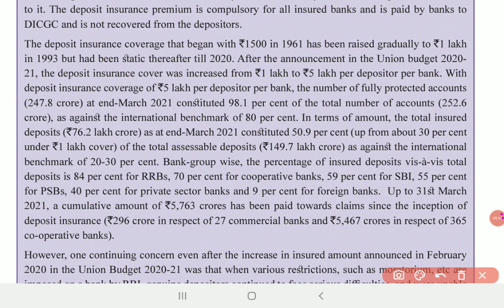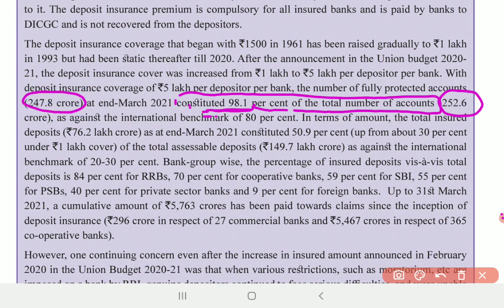Here there is important data. 98% of the total number of accounts, that is 252 crore. Out of 252 crore accounts, 247 crore accounts have been insured by now. In terms of amount, the total insured deposit is 76 lakh crores. It is 50.9%.